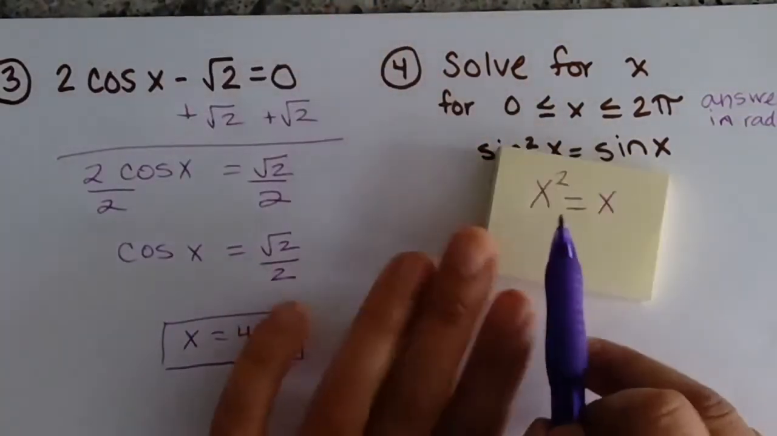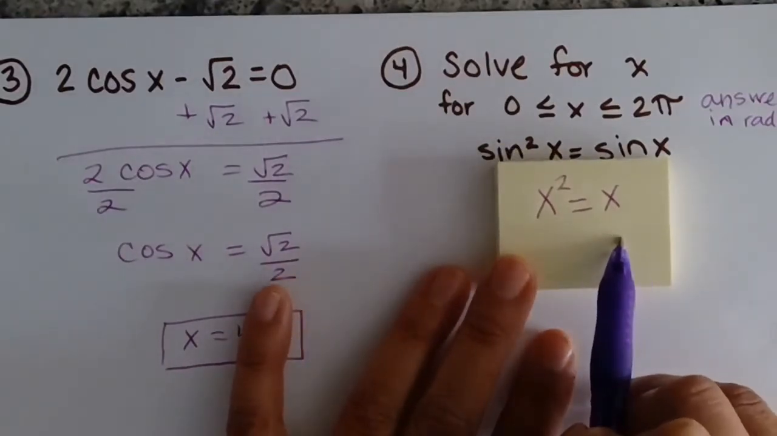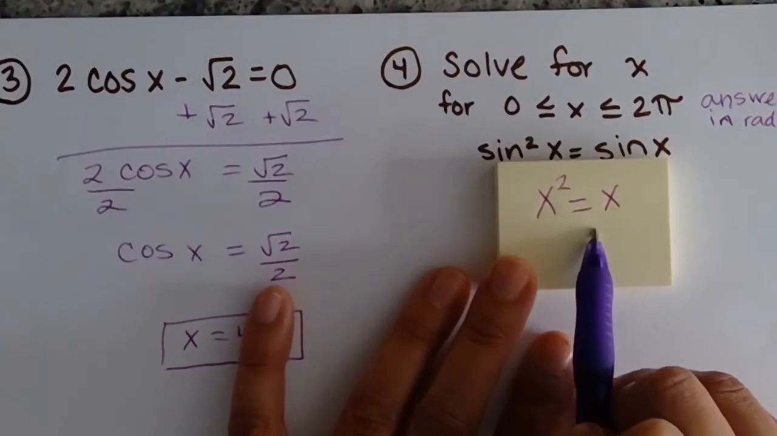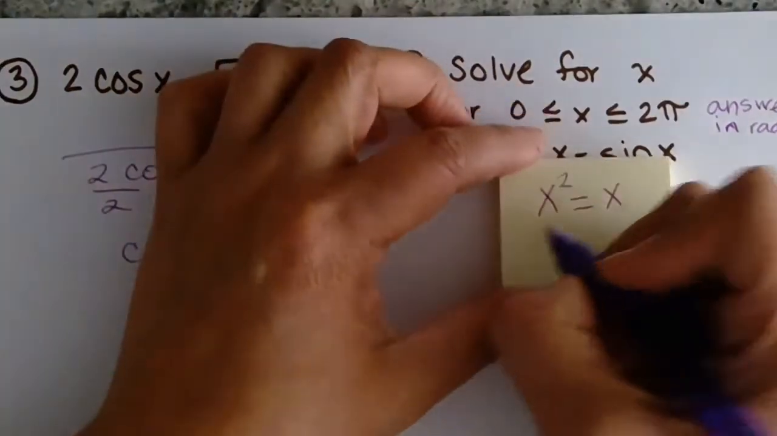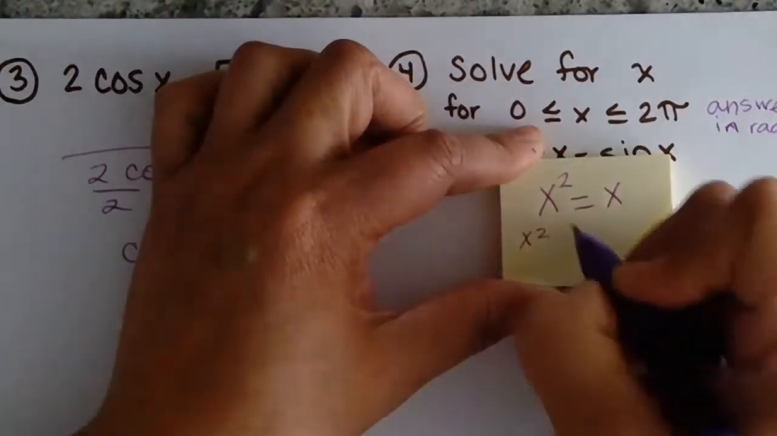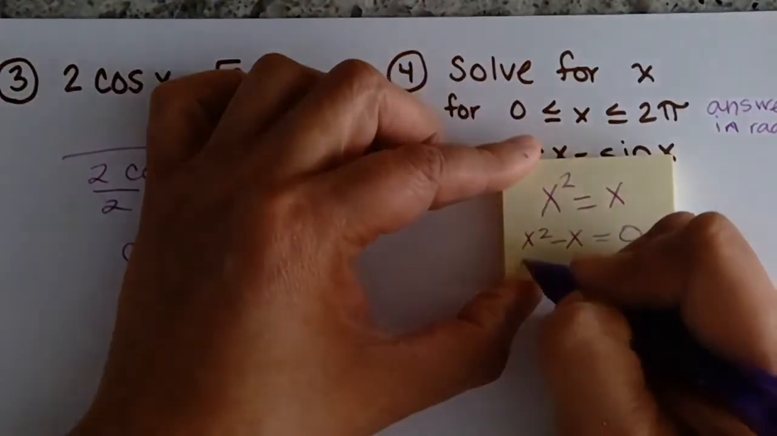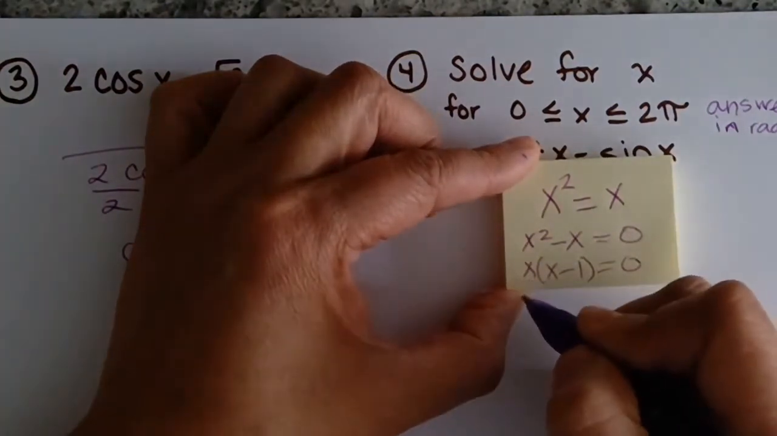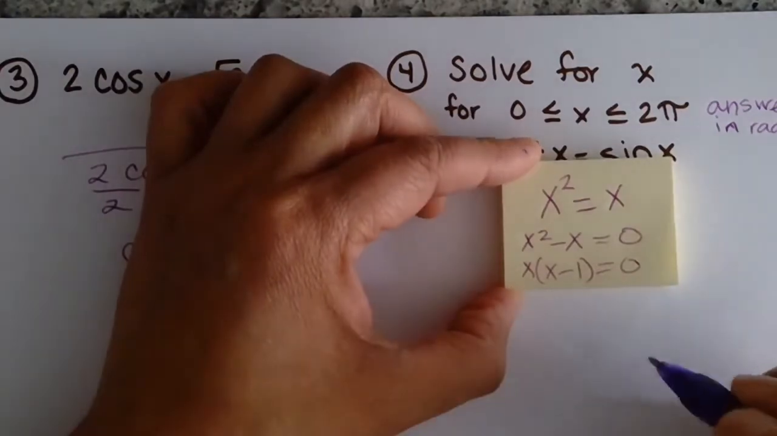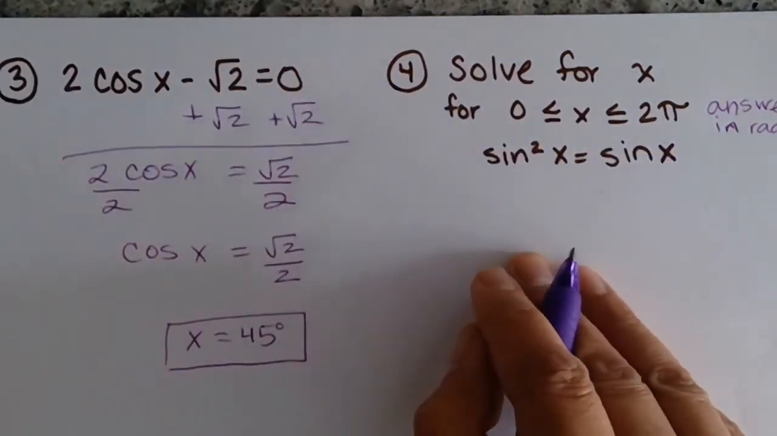Idea. So say we had x squared is equal to x. You're not going to divide by x because that's a variable and you would potentially eliminate one of your answers. What you would do is move the x to the other side. So you have x squared minus x equals 0. And then how do you solve this? Oh, you factor out x times x minus 1 equals 0. Set this equal to 0, set this equal to 0, zero product property and solve. Same idea here, except it's with your trig function.